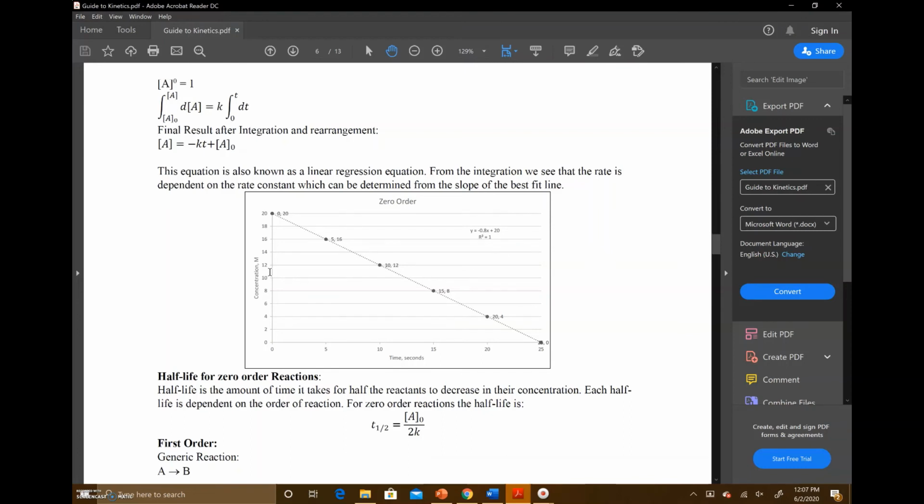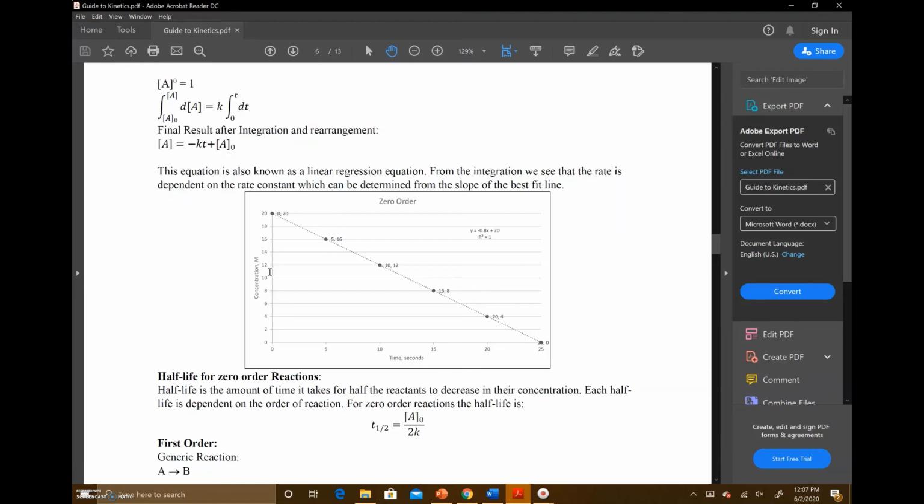Now, there are different half-lives, so let's talk about half-life second. Half-life is the amount of time it takes for half the reactants to decrease in their concentration. If you were to flip a coin 100 times, how many times would you hit heads? Should be 50 times. Now, if you flip it 50 times, how many more times should it get heads? You should get 25 times. And what you see is this exponential decay. That's when we talk about half-lives: how much time it takes for half the concentration to go down.